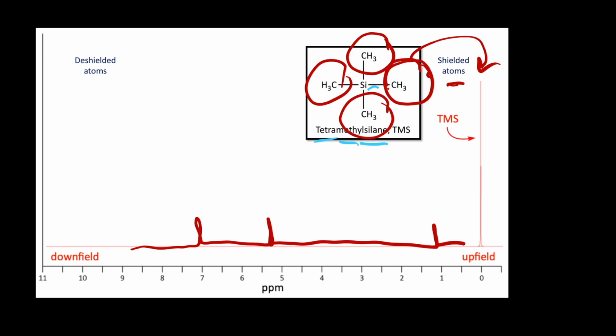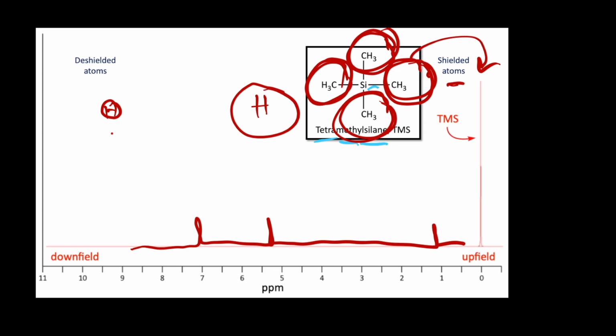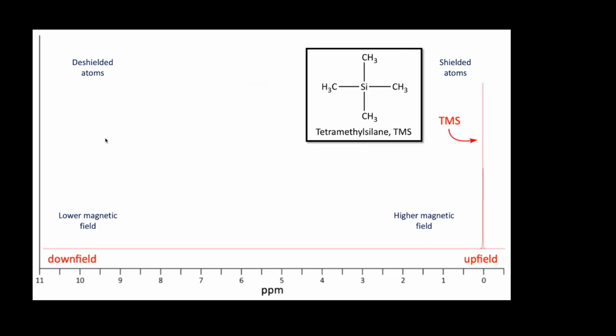So with a lot of electrons around a hydrogen, that's called shielded. They're shielded with electrons. If a hydrogen atom has very little electron cloud, it's called a de-shielded hydrogen. So shielded, with a lot of electrons, and de-shielded, with very few electrons. The right side, or the upfield side, of my NMR spectrum is where the shielded hydrogens will be, ones with electron density around them.